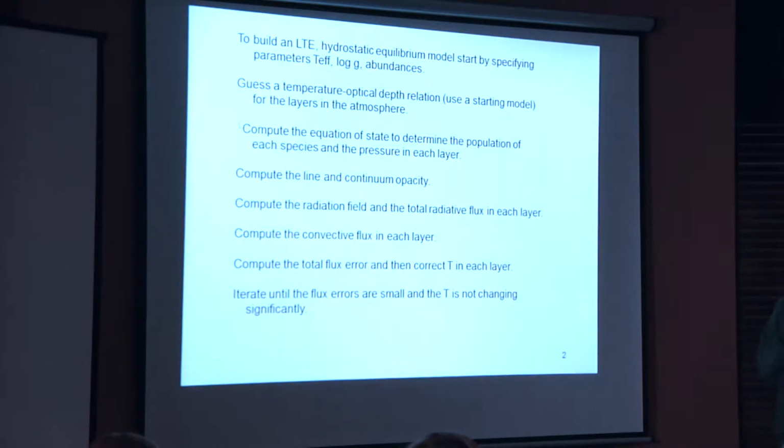If you're doing a late type star, you also have convection, so you have to compute convection and add that to the radiative flux, and you end up with the total flux. That total flux is not going to be the correct flux for the star. So you have to have some method of temperature correcting, and you change the temperature at each depth, and then you keep iterating until you get constant flux all the way through the model. At that point, you know what the convection is as a function of depth, and you know what the radiation field is as a function of depth.